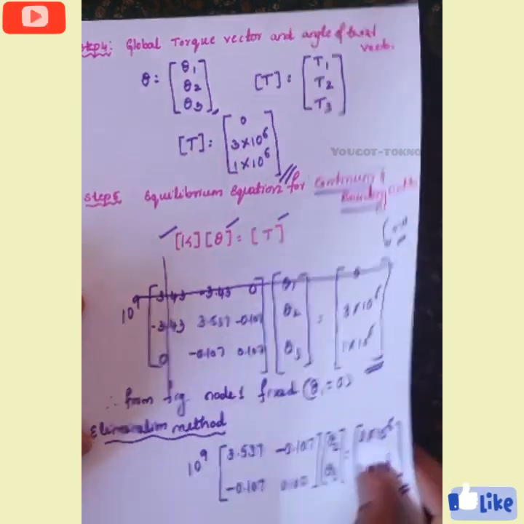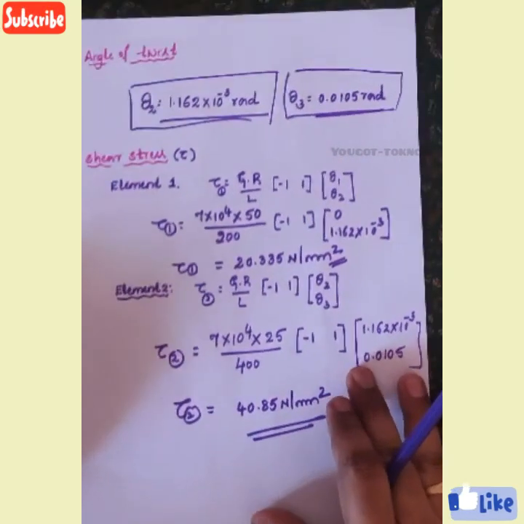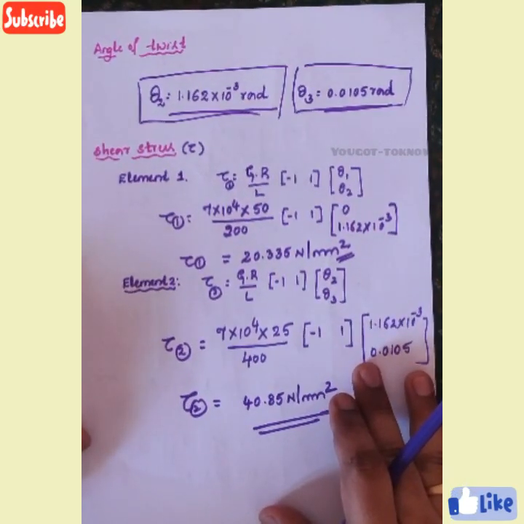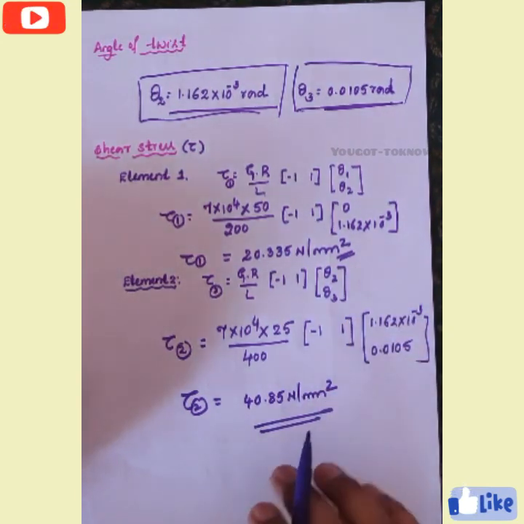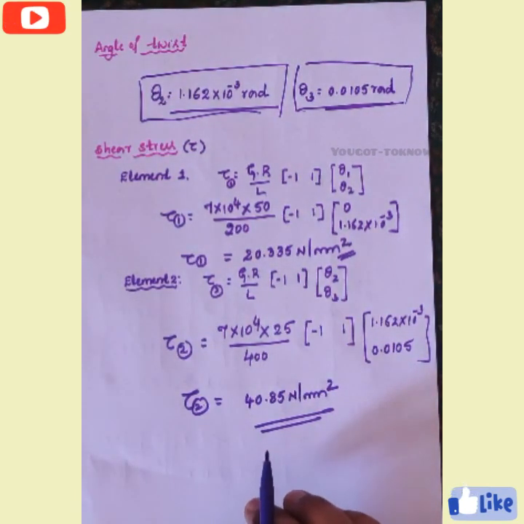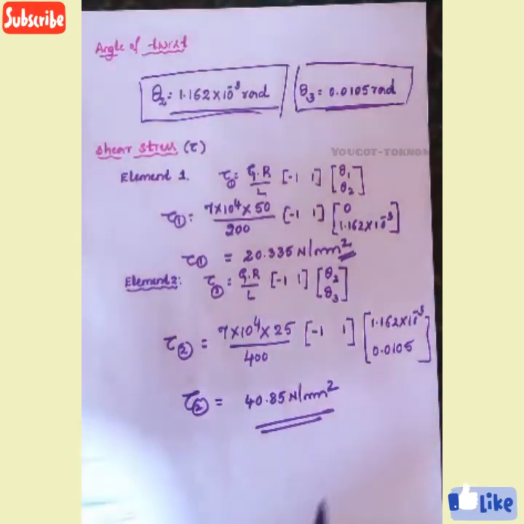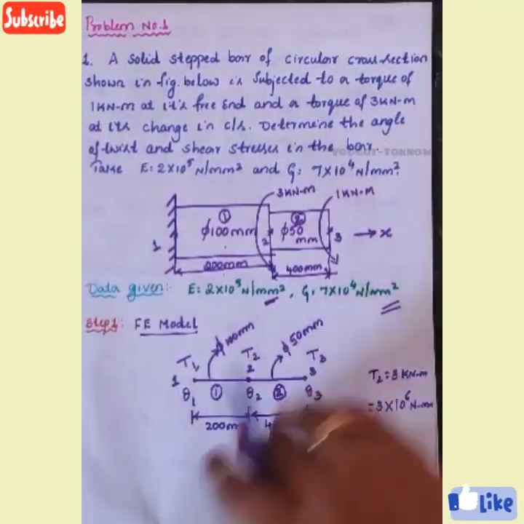After that, determine your theta 2 and theta 3, that means the unknown displacements. The angular twist is unknown, and you can calculate that. Then after calculating that, calculate the shear stress. This is the simple procedure for determining the solution for the torsion of bar problem.